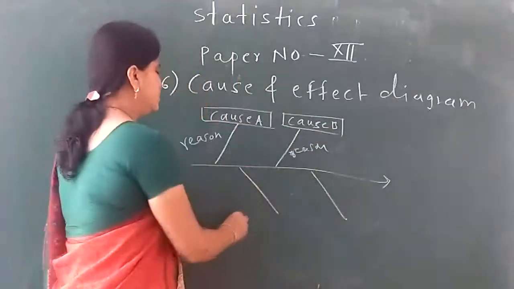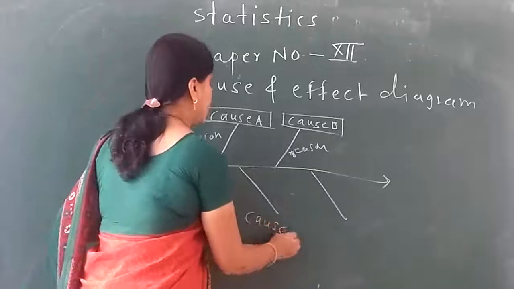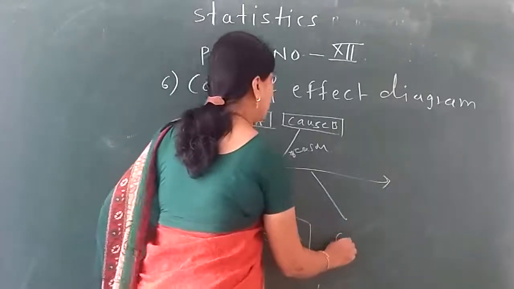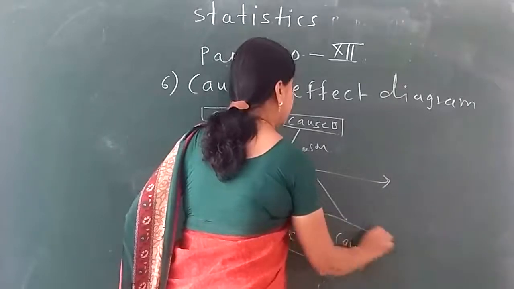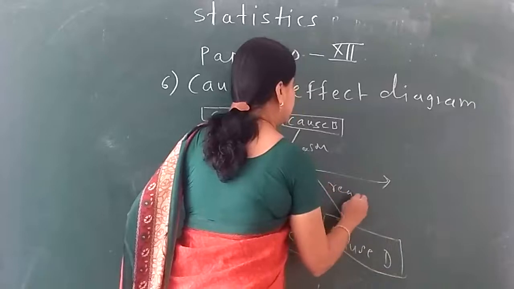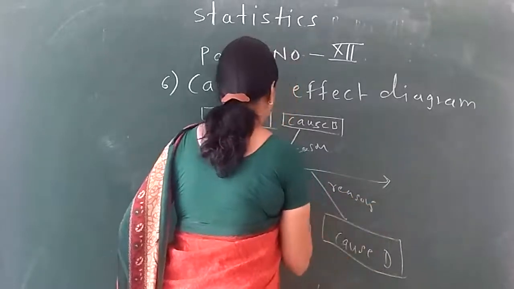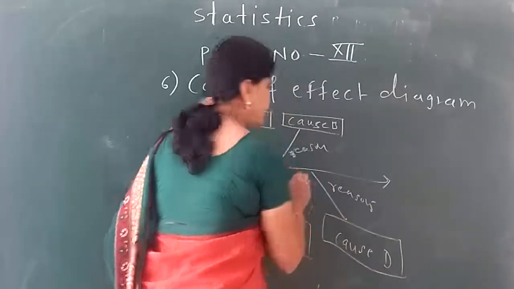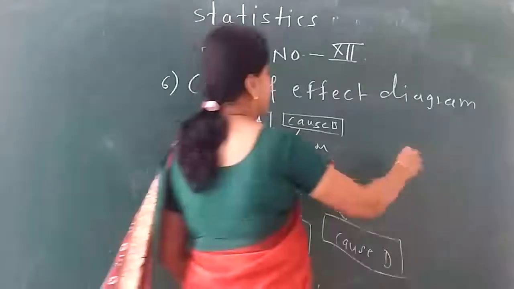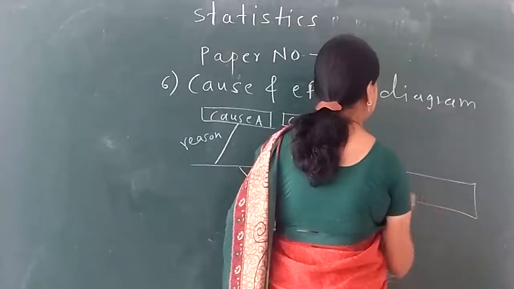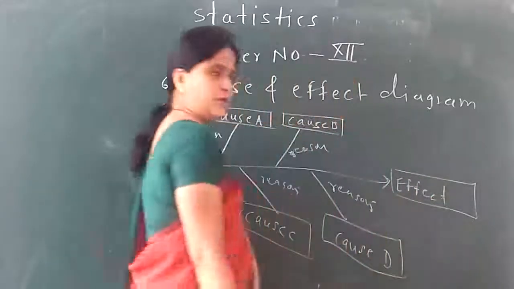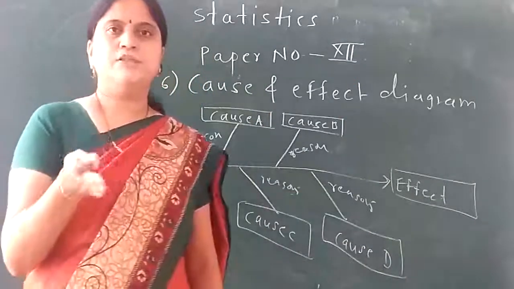In this manner similarly I have cause C and cause B. Again over here some reasons are there. And at the last I have the effect. With all this I have the effect, and hence my TYPS strength will be lesser than the previous year.